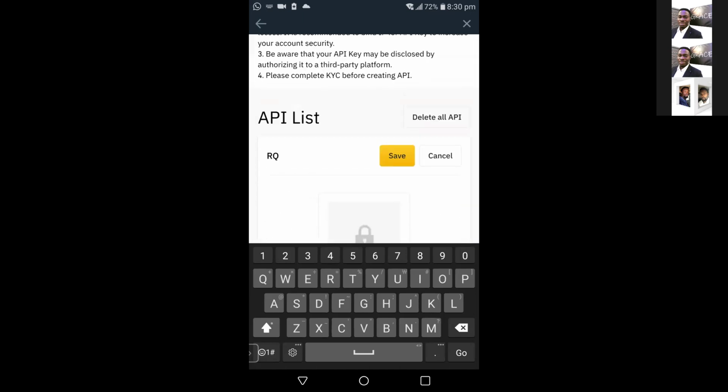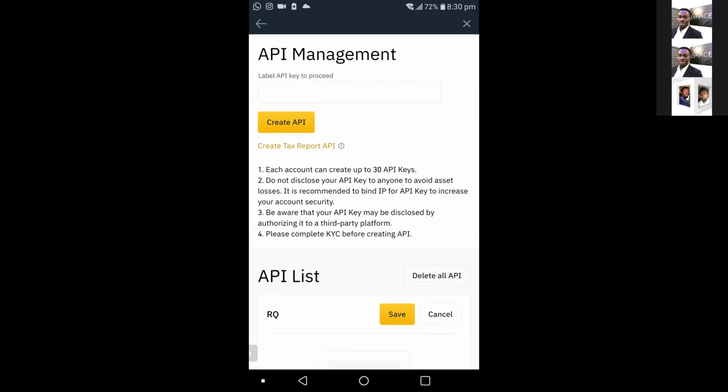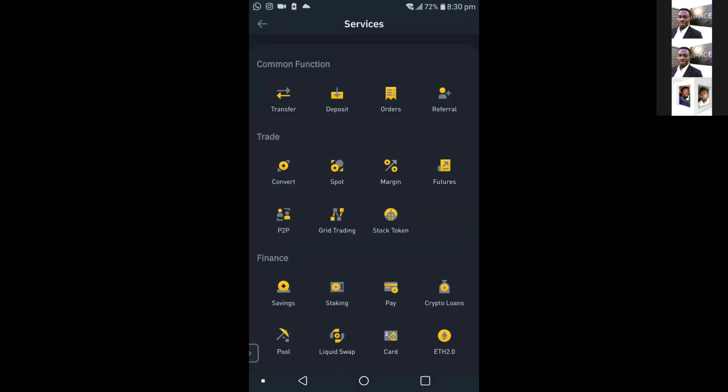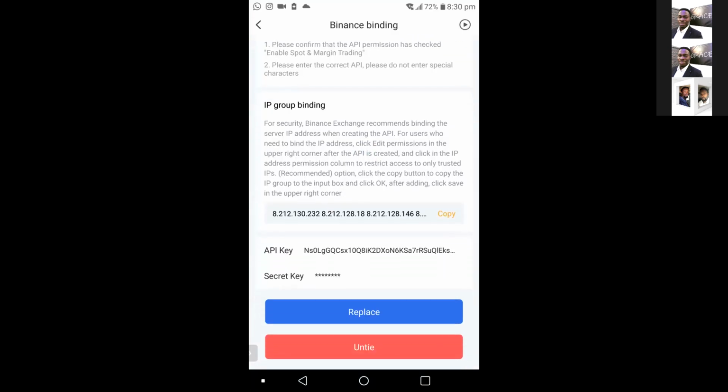Once you click on save, it will tell you to do verification once again, I think via phone number or email. Once you do that, your API has been created. Then you come to your RoyalQ, paste the API key here and the secret key, then you bind.